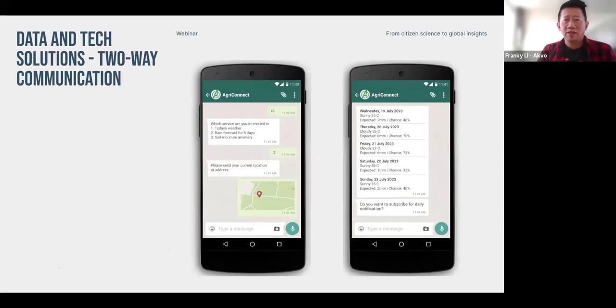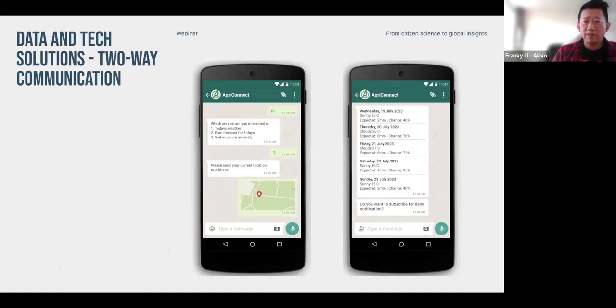So the second class is, in addition to just getting information from the citizen, technology that allows for two-way communication. This AgriConnect product is in development right now, and the purpose of it is to assist smallholder farmers. One way in which it assists them is that those who subscribe by simply joining the WhatsApp group can get alerts related to their needs.